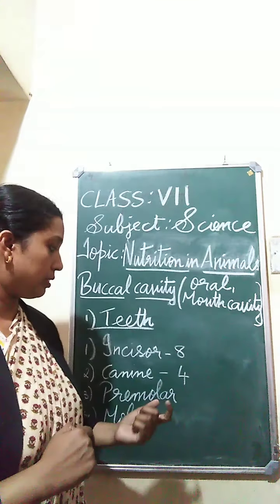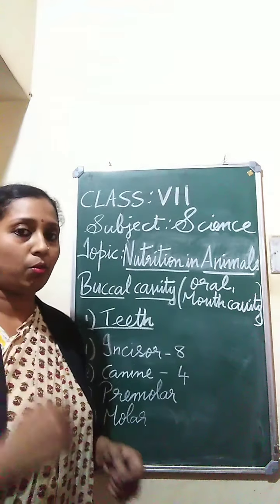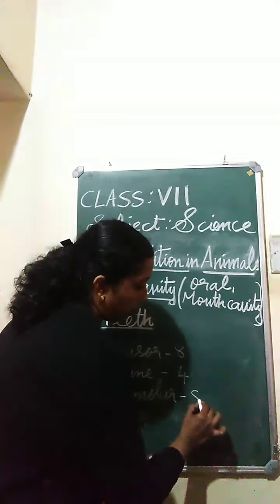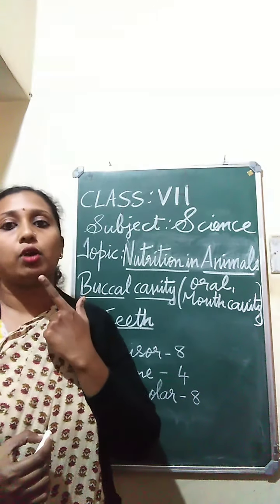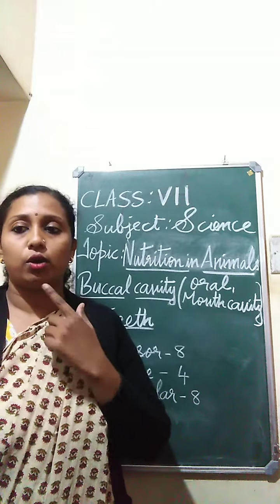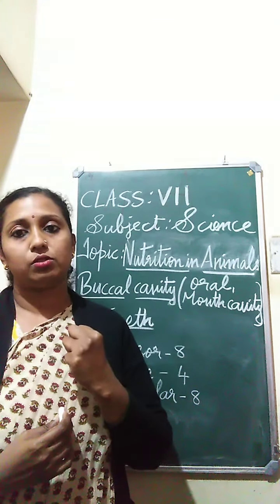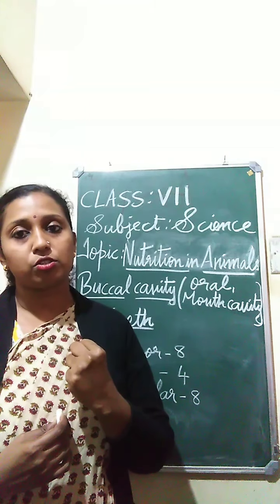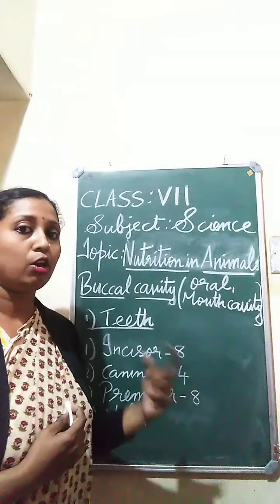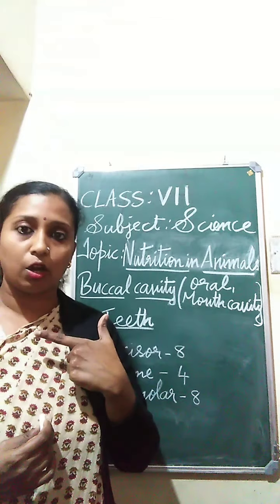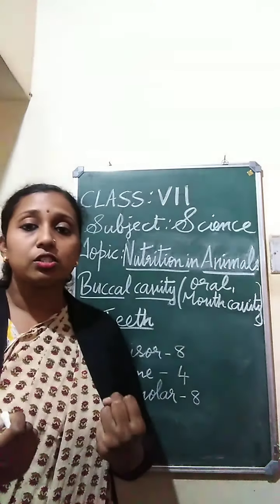The third one is the premolars. There are 8 premolars, 4 in the upper jaw and 4 in the lower jaw. The main function of the premolars is to crush the food.